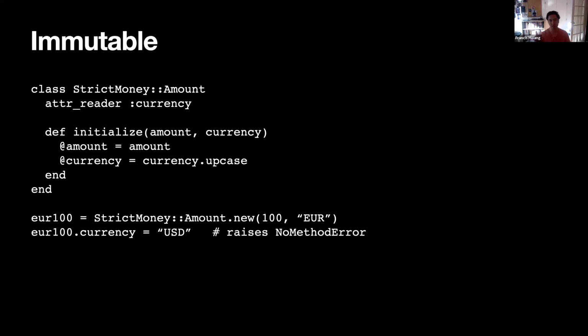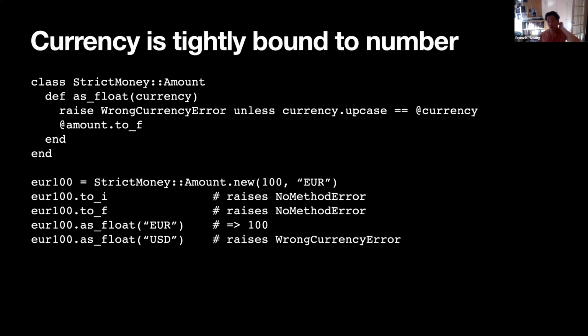The instance variable amount is just the numeric amount, right? And you can see below there, we have a StrictMoney Amount.new, 100 euros, right? And you actually just can't set currency. After you've created this, you can't change the numerical amount and you can't change the currency. That's all immutability really is in Ruby. It's actually pretty simple. And it's tightly bound to a number, right?